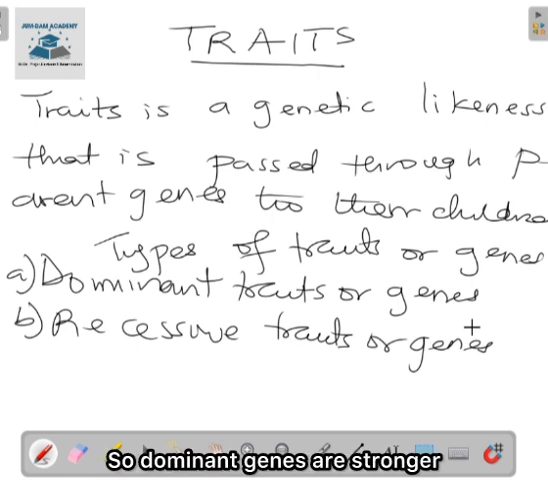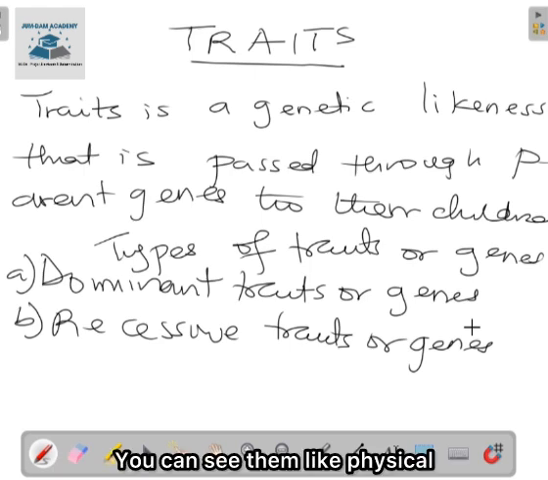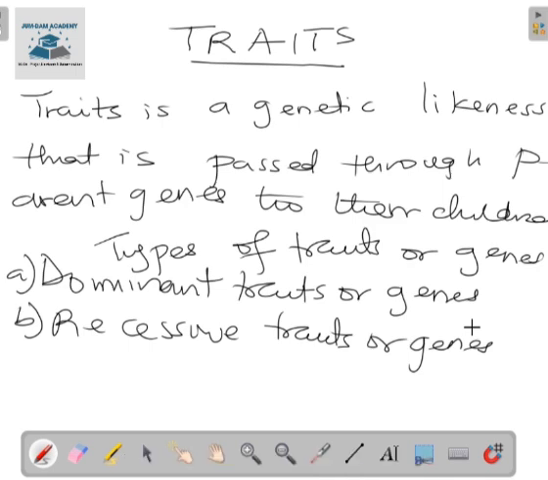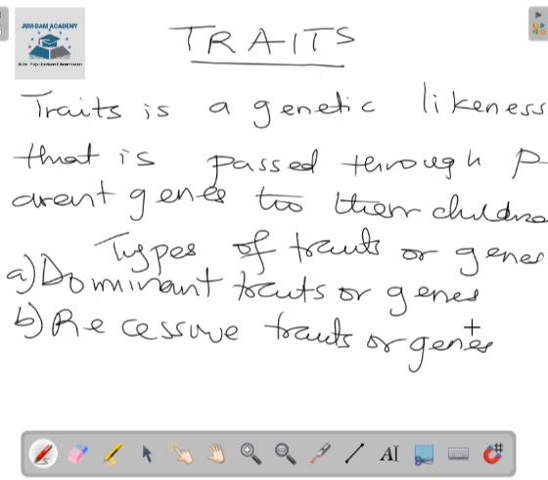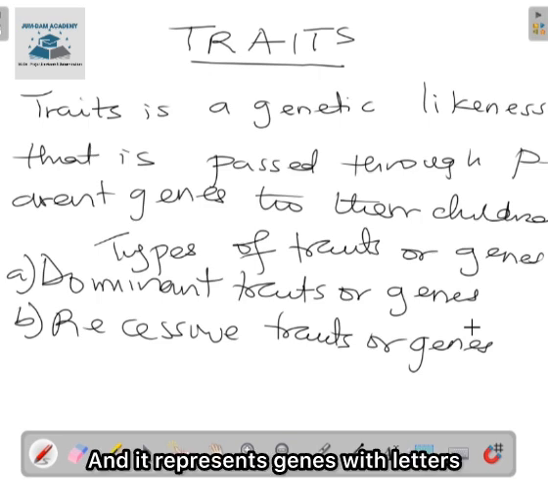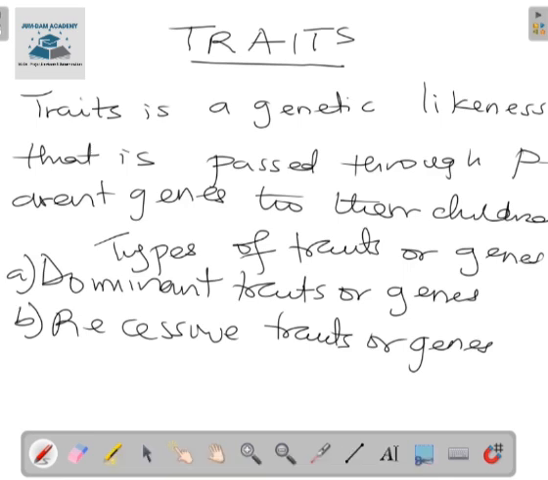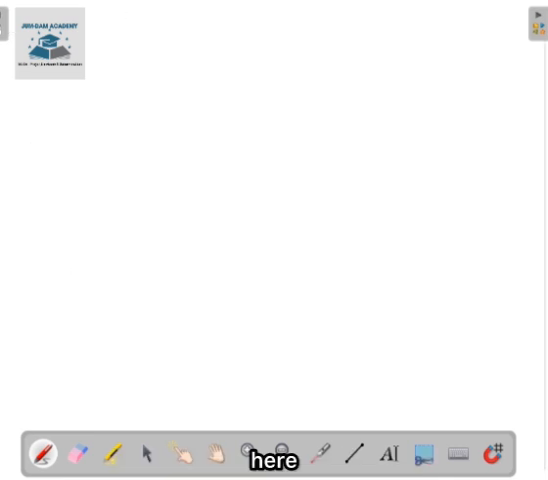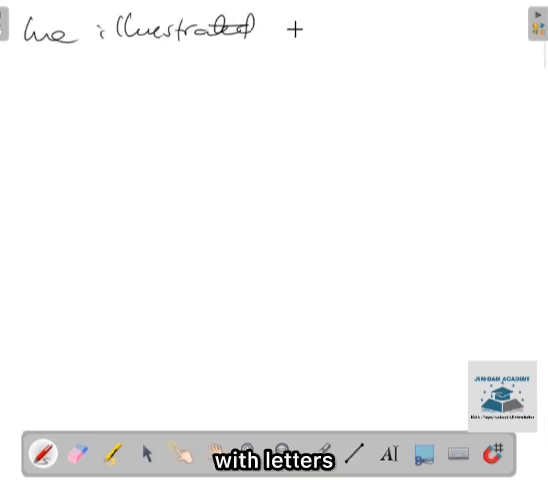So dominant genes are stronger because you see them as early as possible. You can see them physically. They are physical features that you can see in offspring. So the scientist Gregor Mendel worked on family traits or genes, and he represented genes with letters. So here he illustrates genes with letters.